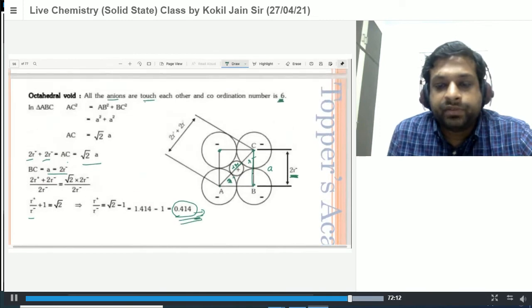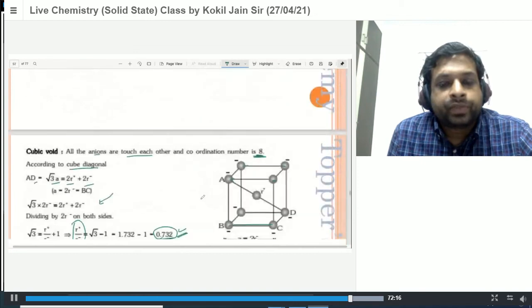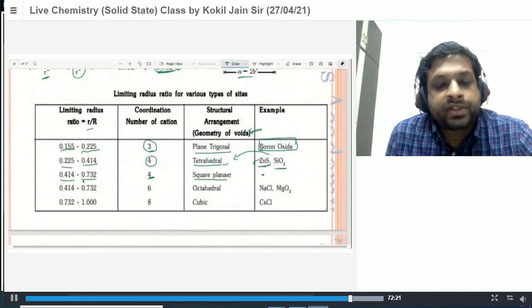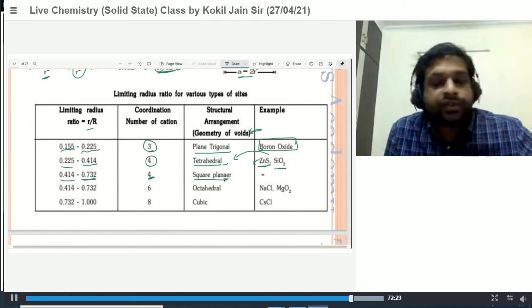Planar geometry. We saw this. This is 0.414 only. So this was from 0.414 to 0.732. Coordination number is going to be 4 here only, and the structural arrangement would be of the square planar geometry.